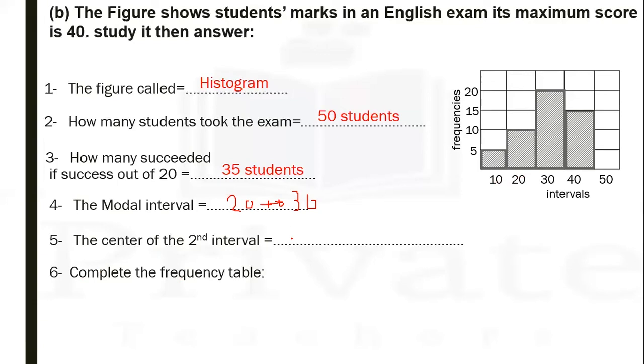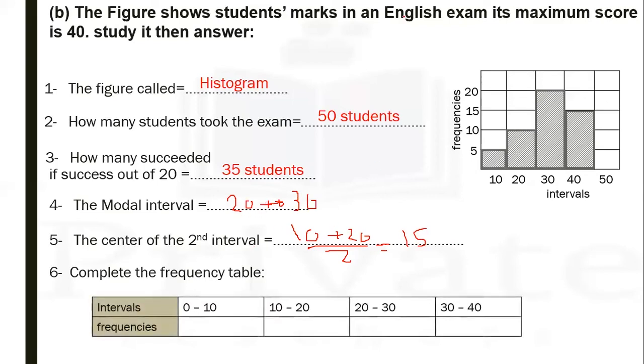The center of the second interval: we look at the second interval, which is 10 to 20. To find the center of it, as we said, we add them together, 10 plus 20 over 2, which is equal to 30 over 2, which is 15. So the center of the second interval is 15.